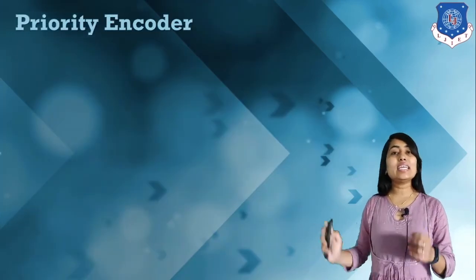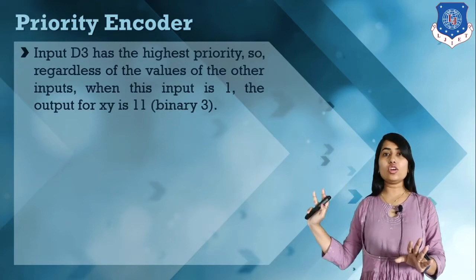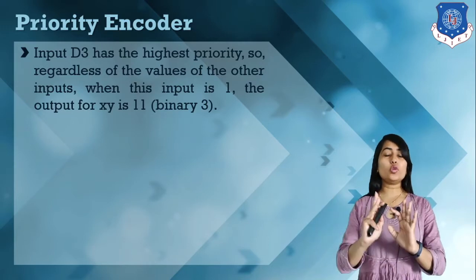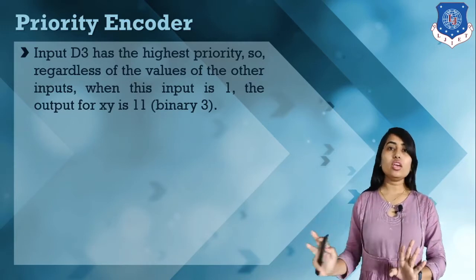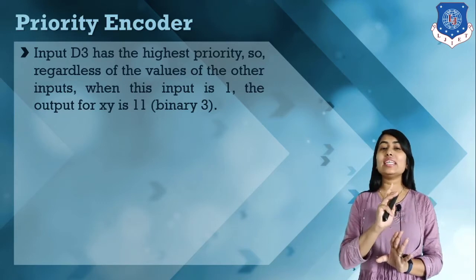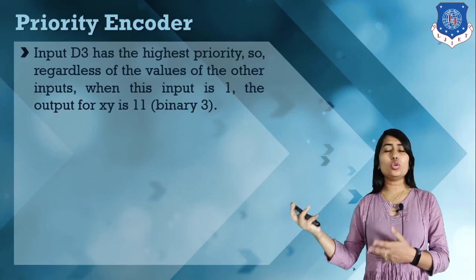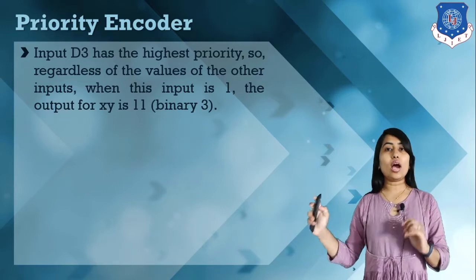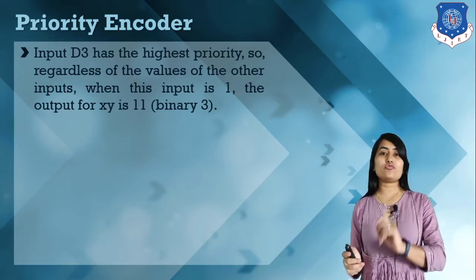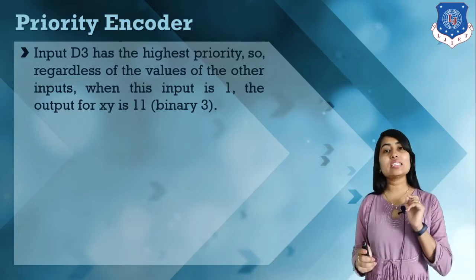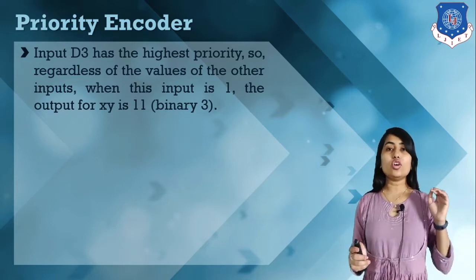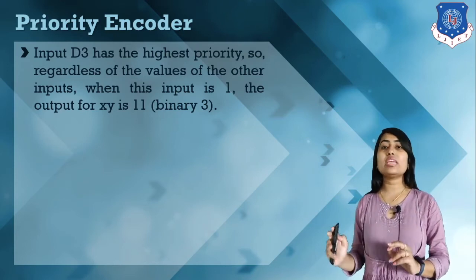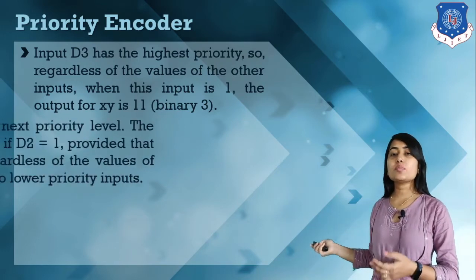So if D3 is equal to 1, regardless of any other value, even if D2 is also equal to 1, we have the output according to D3, that is 1 1. For D3 we have the output 1 1 on the 2 output lines. As we have 4 inputs, we have 2 output lines, X and Y. Whenever D3 is equal to 1, regardless of the values of D2, D1 and D0, we have XY equal to 1 1.